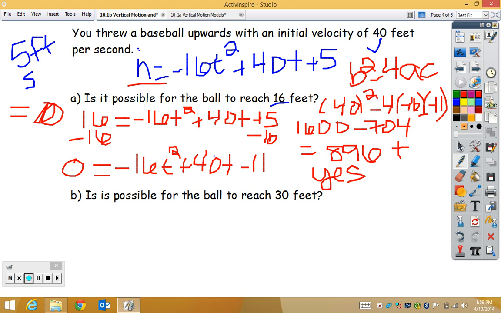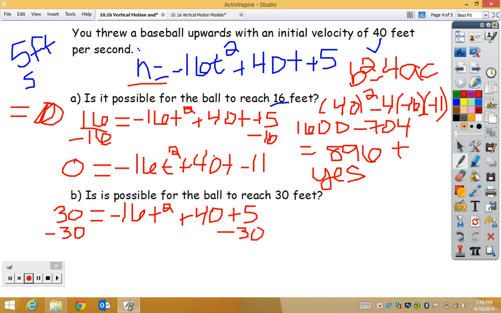Is it possible to reach 30 feet? Pretty much almost the same thing. Instead of 16 here, we're going to have 30. So I have negative 16t squared plus 40t plus 5. Now we want to see if it reaches 30, so I subtract 30 over. So I have 0 equals negative 16t squared plus 40t minus 25.